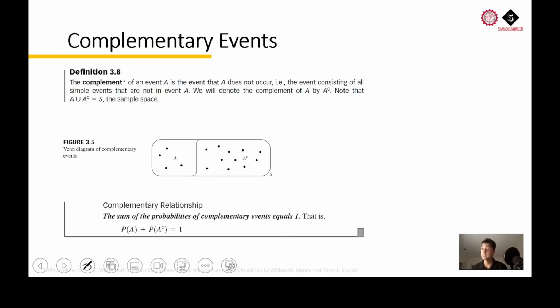And take note that the sum of the event A and its complement will always be equal to 1, because the sum of an event and its complement will always be 100% since it contains the whole universe, or the sample space. So the sum of the probabilities of complementary events equals 1. That is, the probability of A plus the probability of the complement of A equals 1. So let's have our example for complementary event.